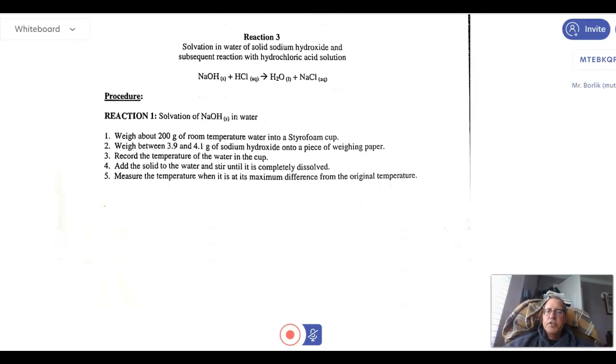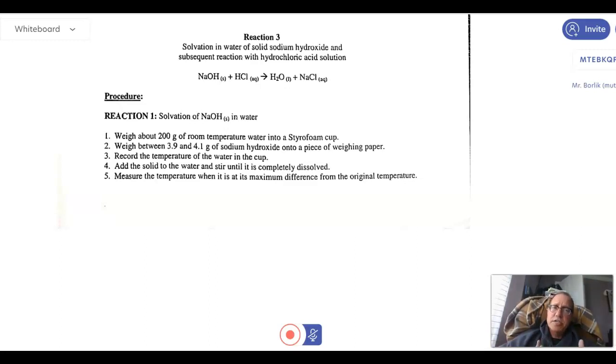For our first one, we want to weigh about 200 grams of room temperature water into a styrofoam cup. We'll call 20 degrees room temperature in this case. It's close enough. They don't have 25 on this simulation. I probably would have gone 25, although that's a little warm for room temp. So we're fine with 20 degrees Celsius, and we're going to use that as room temperature.